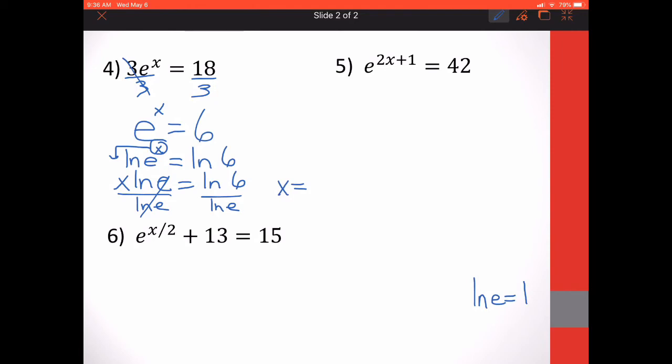If we think about it, our base is e. So this is saying e to what power is e? Well, e to the first power is e. So natural log of e is 1. So it's really just like we're dividing by 1 down here. So I don't even have to divide by 1. So x equals whatever natural log of 6 is.